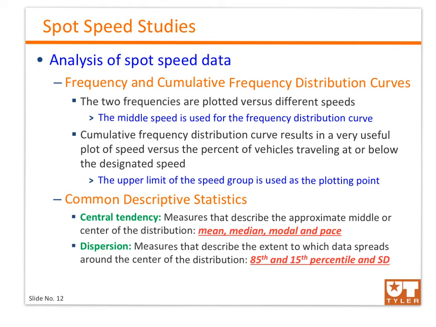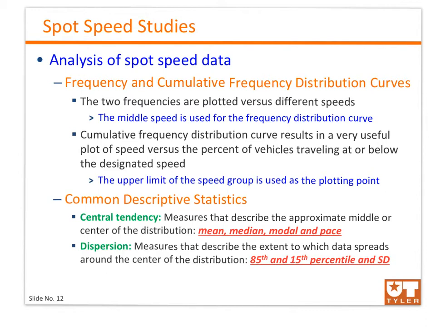So first, based on the analysis of a spot speed study, we have two distributions, as we said, the frequency and cumulative distribution curves. The two are plotted versus different speeds. In fact, as I mentioned, the middle speed is used for the frequency distribution curve. The cumulative frequency distribution curve is a very useful plot of speed versus the percent of vehicles traveling at or below the designated speed. In fact, the upper speed limit of the speed group is used as the plotting point.